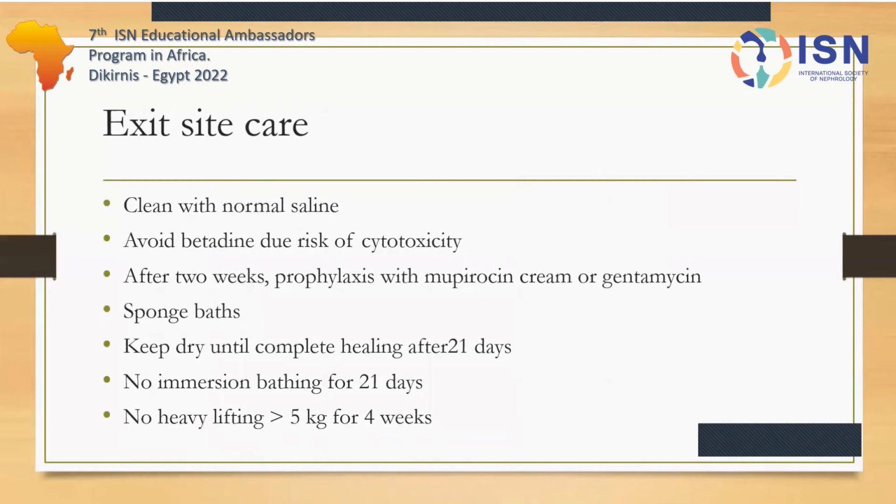Exit site care is another aspect of PD which is very important. The advice is to clean or dress the exit site with normal saline. Avoid the use of iodine because of the risk of tissue damage, which can be followed by infection. The use of antibiotic prophylaxis is also very important for exit site care, and depending on your experience and availability, the choices are between mupirocin or gentamicin.